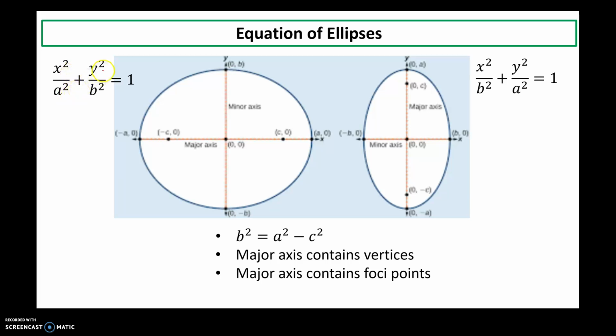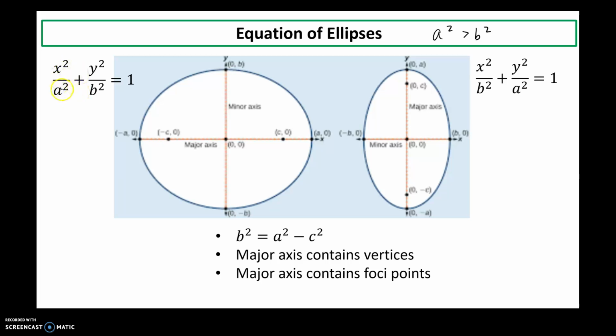x squared over a squared plus y squared over b squared equals 1. Now in the other one, notice that the only things that are changing are the values of a and b, or the placement of a and b. Now the a squared term is under the y, the b squared term is under the x. So first things first, a squared is always greater than b squared. That value of a, where the greater denominator is, determines what we call our major axis.